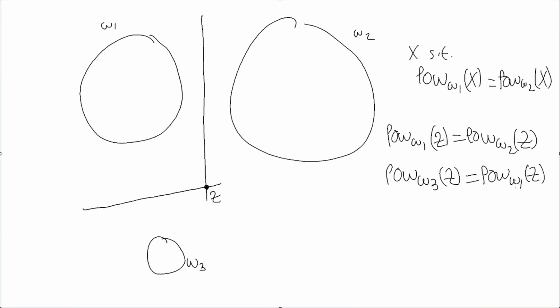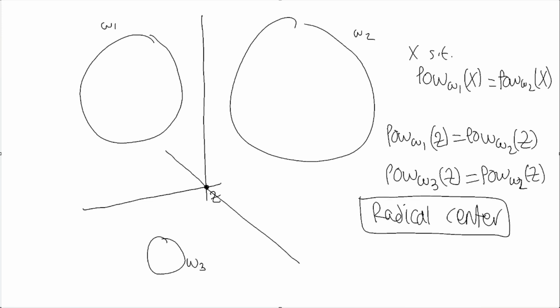So what if we just replace omega 1 with omega 2 in this, because they're the same? So we have omega 3 and omega 2, and the powers of z with respect to each circle is the same, which means that z lies on the third radical axis. And this proves that all three radical axes, the pairwise ones, are concurrent at a point z, called the radical center of the circles. And for this reason, this theorem is called the radical center theorem. And this is the main application of radical axis that we will use.